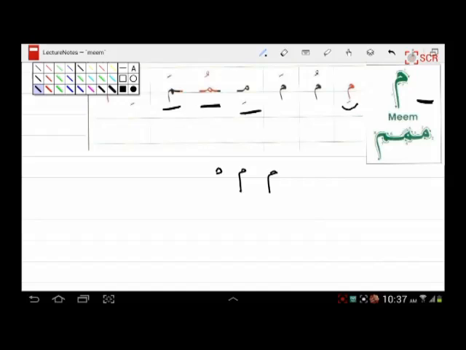Again, more slowly. That's the meme. Some people do it open, like this, or closed. Usually it's about to be closed, like you see in here. So, that's the meme. One more time, you do a curve, you go down the line. So that's the meme. Now, the initial looks quite different.